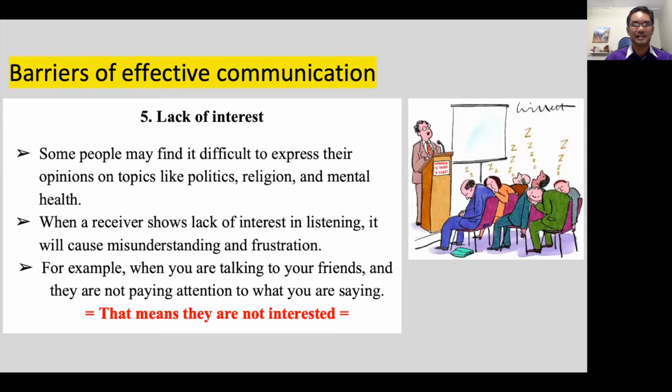Lack of interest. Kurang minat lah ni. Some people may find it difficult to express their opinions on topics like politics, religion and mental health. When the receiver shows lack of interest in listening, it will cause misunderstanding and frustration. For example, when you are talking to your friends and they are not paying attention to what you are saying, this means they are not interested.